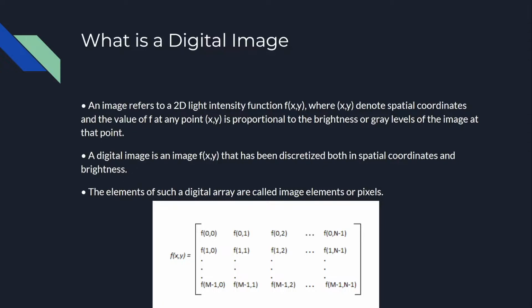So what exactly is a digital image? An image refers to a 2D light intensity function f(x, y), where x and y denote spatial coordinates, and the value of f at any point is the brightness or gray level at that point. These are arranged as an array of pixels, so f(x, y) has been discretized both in spatial coordinates and brightness. You can see how the pixels are laid out in the example below.